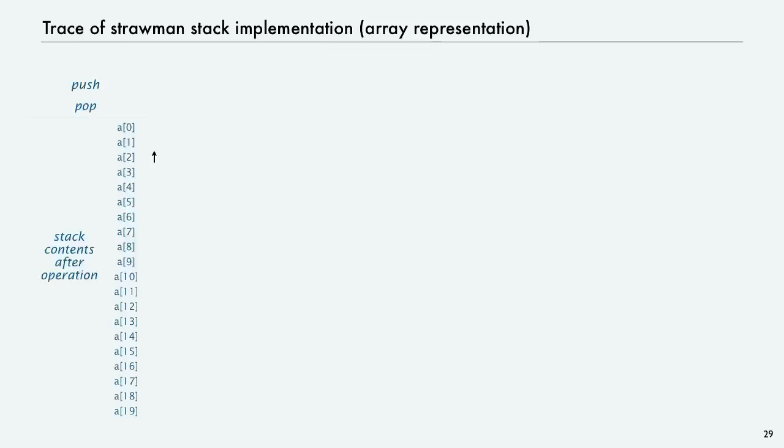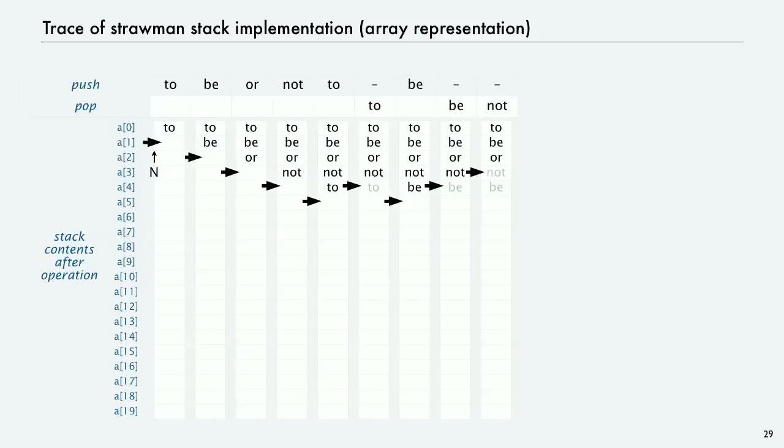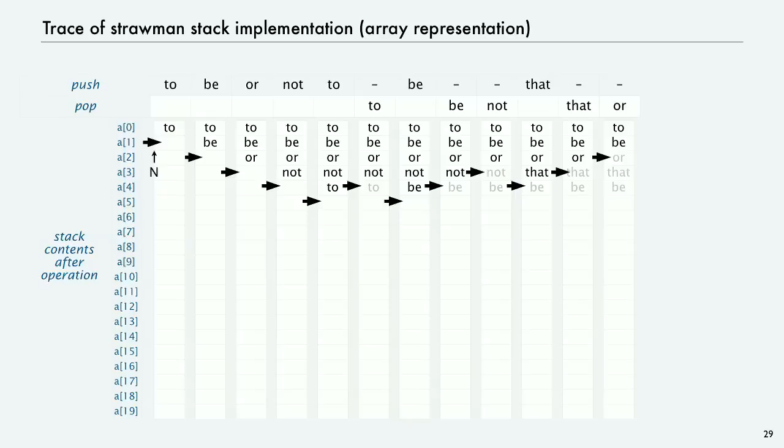So now, here's a trace of what happens. This is in an array of size 20. And it's following the example that we gave, but the stack is upside down. So a very simple computation, really.